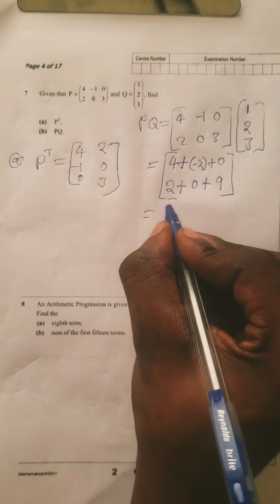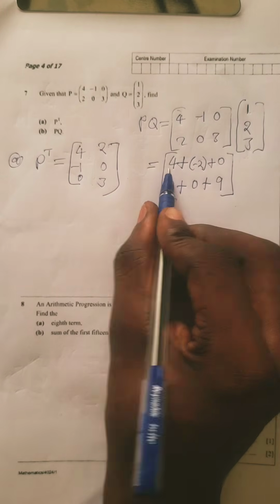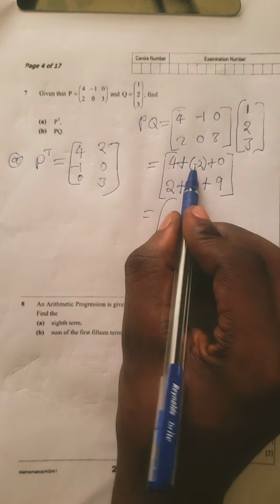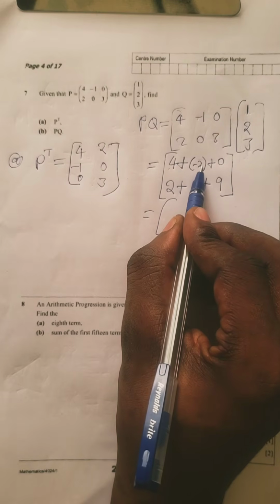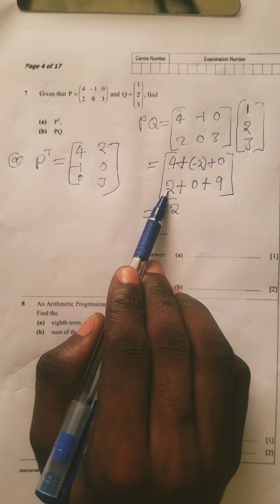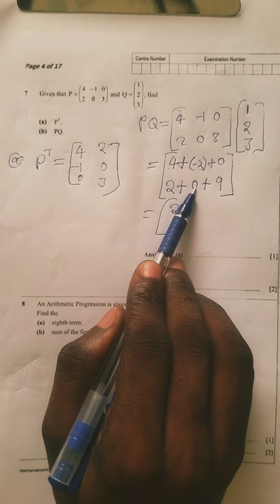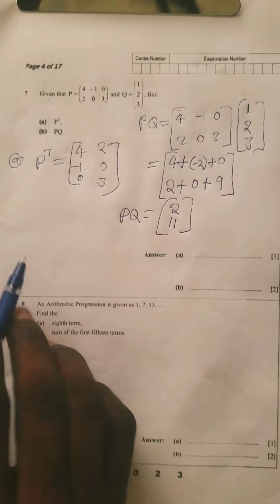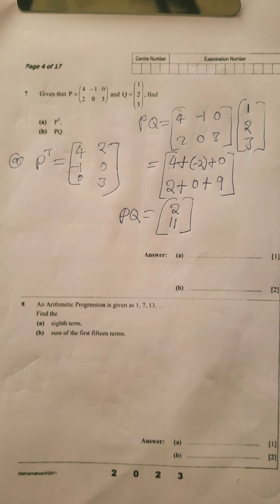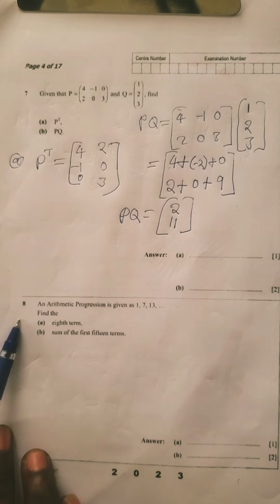So we are going to have 4. This is positive times negative, that's negative. So we'll say 4 minus 2, that is 2. Plus 0, it will still be 2. Then this is 2 plus 0, it's still 2. Plus 9, that's 11. So this will be our PQ. That's it. Then question 8.